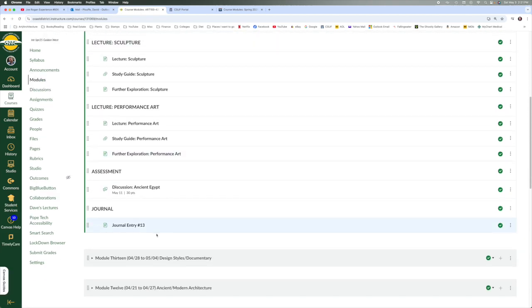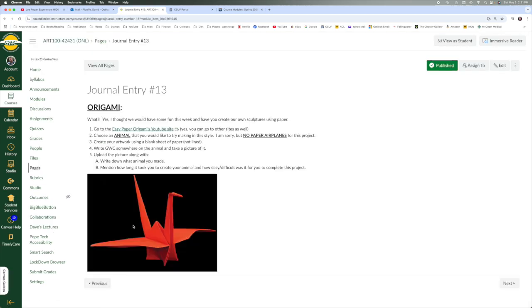For our journal this week, I'm going to do a fun journal, which is you're going to create a work of origami. I've got a link to a YouTube site. You can use other sites as well. That doesn't matter. But just choose a really interesting animal to then fold a piece of paper with. Please use either blank printer paper or colored paper. That tends to work best. The regular lined notebook paper doesn't look all that great when you make an animal out of it.